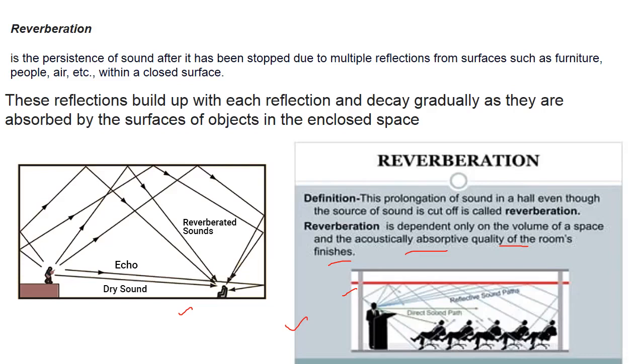Here two examples are shown for reverberation. One is an open stadium, another one is a closed stadium. Reverberation is dependent only on the volume of a space and the acoustically absorbing quality of the room's finishes, that is the room material.